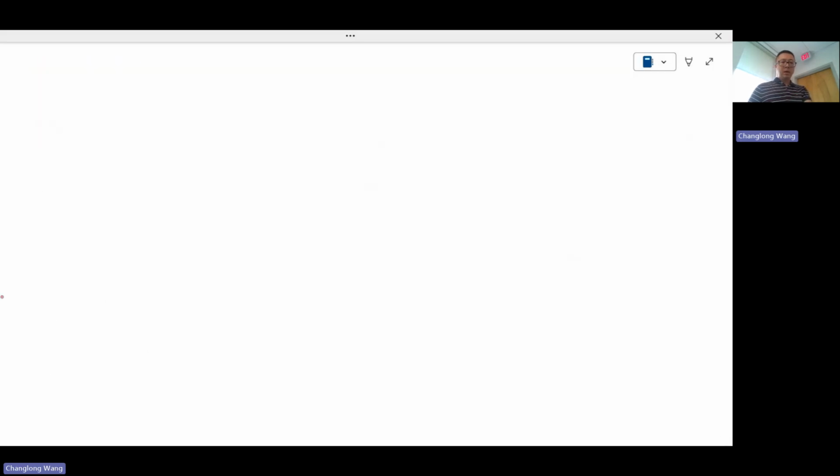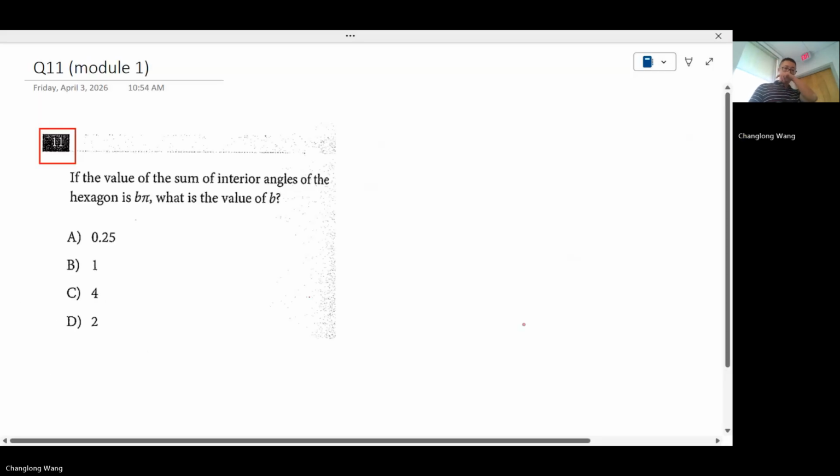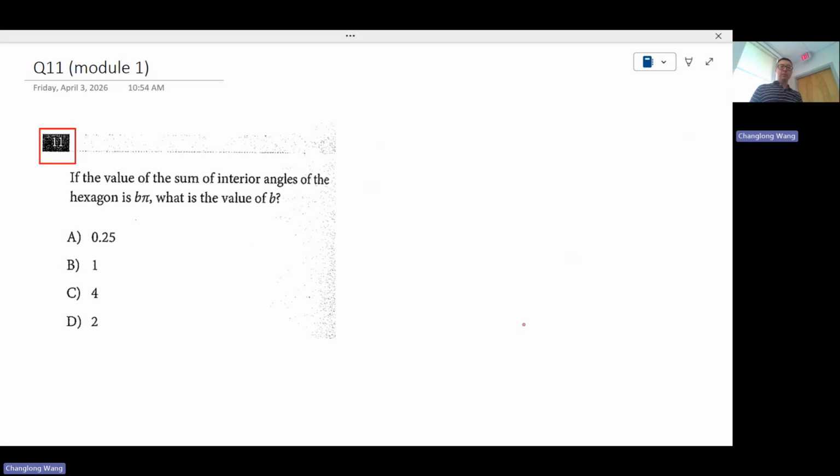Anyway, now what about this problem? I do want you to actually think about it for a brief moment. If you can figure it out, that would be great. It's a geometry thing, right? Sum of the interior angles of a polygon, in this case, a hexagon. I hope that you remember that conclusion.